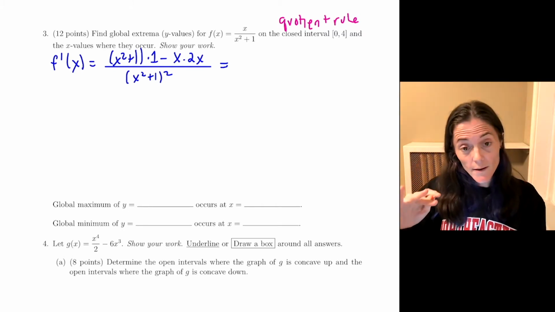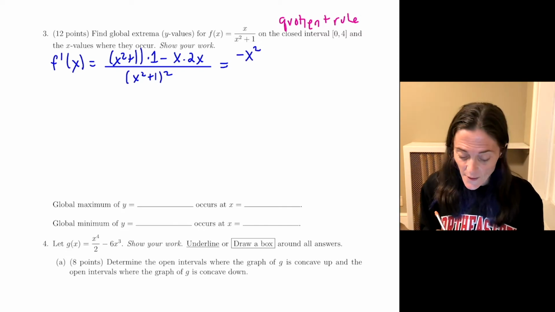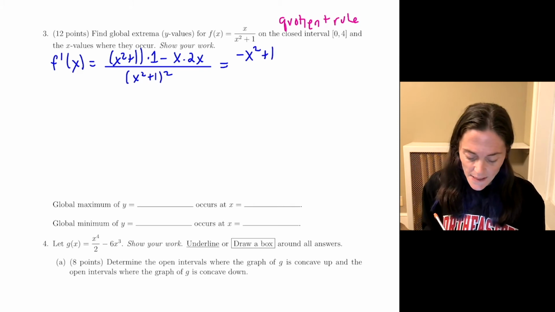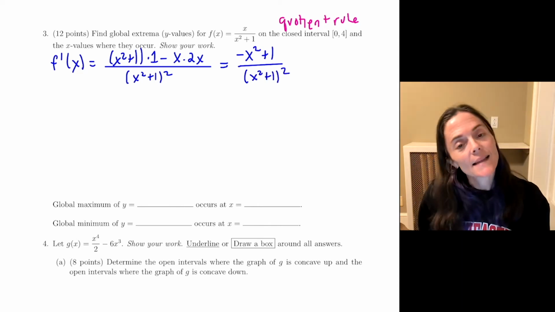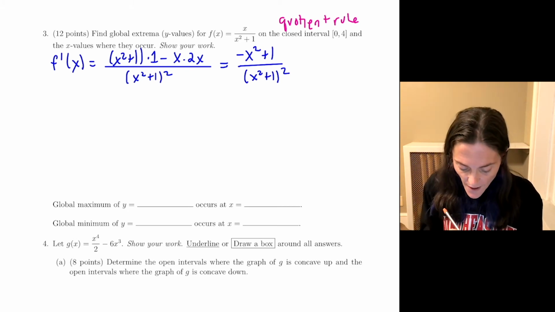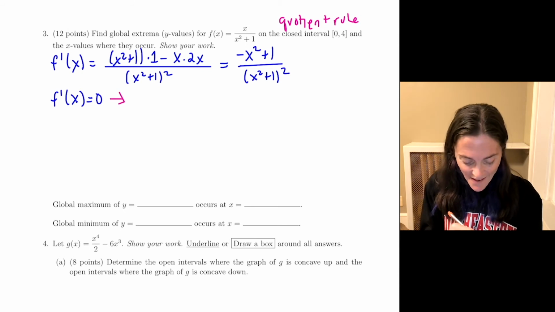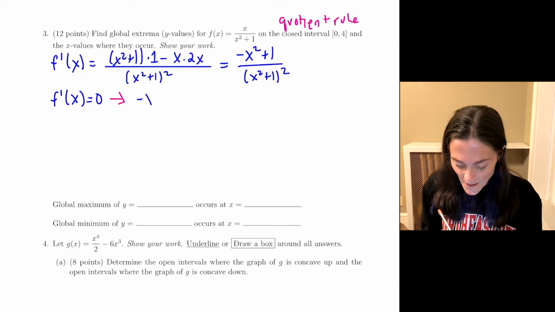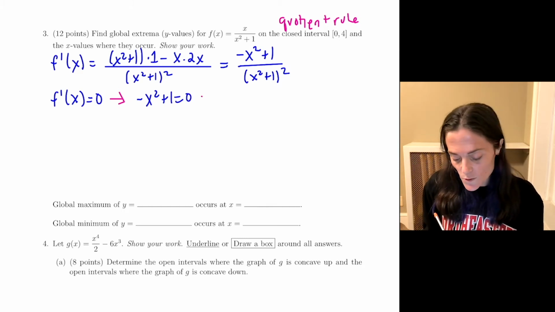We have x squared minus 2x squared, which is -x squared. And then we have plus 1. And then my denominator I'll just recopy all over this, which is x squared plus 1 squared. Now, the derivative is 0. When does this happen? So f prime of x equals 0. A fraction is 0 only when the numerator is. So this would be when minus x squared plus 1 is 0, or x squared equals 1.